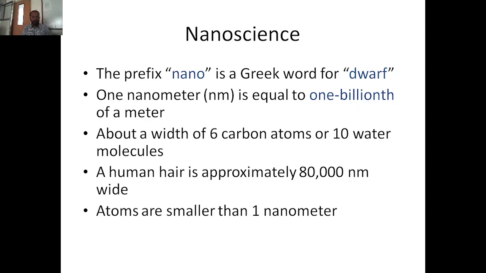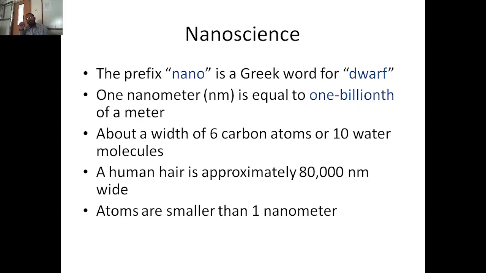You have one more example here. Six carbon atoms collected together fall under nanoscale, or 10 water molecules come under nanoscale. A human hair is approximately 80,000 nanometers wide. That's the diameter, around 80,000 nanometers. So you can see that.